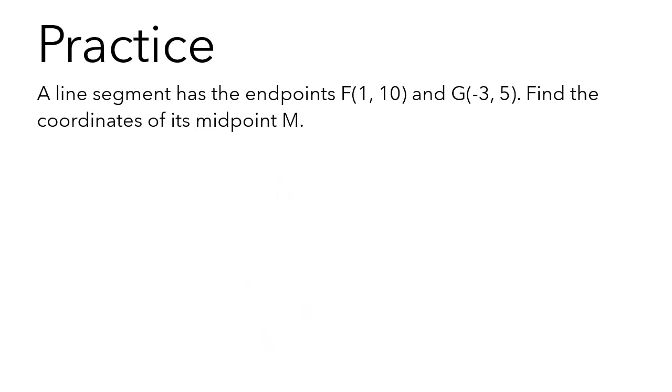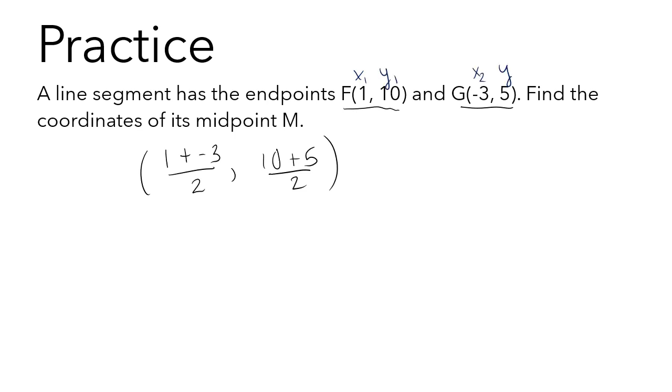Let's try an example. A line segment has endpoints (1, 10) and (-3, 5). Find the coordinates of the midpoint. So let's find the average of the x's, (1 plus -3) divided by 2, comma, average of the y's, (10 plus 5) divided by 2. And if it helps you to label it, do that. This would be x1, y1, x2, y2, and again my formula is (x1 plus x2) divided by 2, comma, (y1 plus y2) divided by 2.